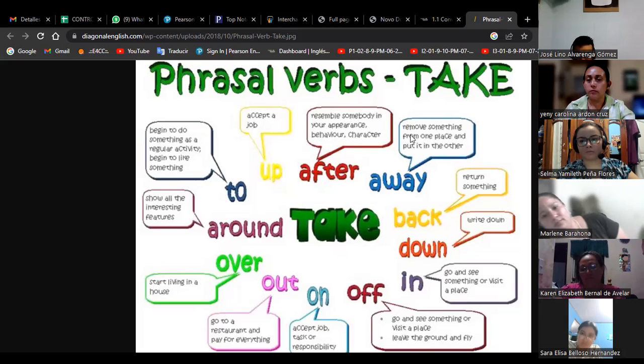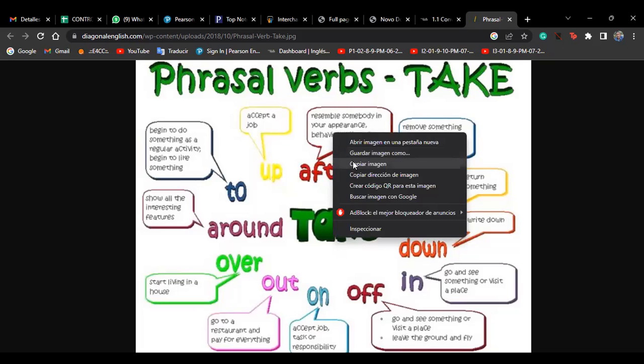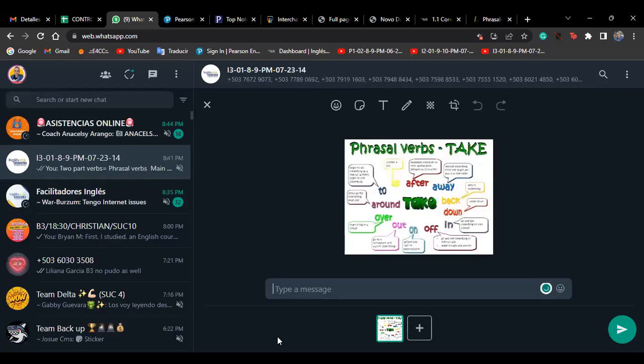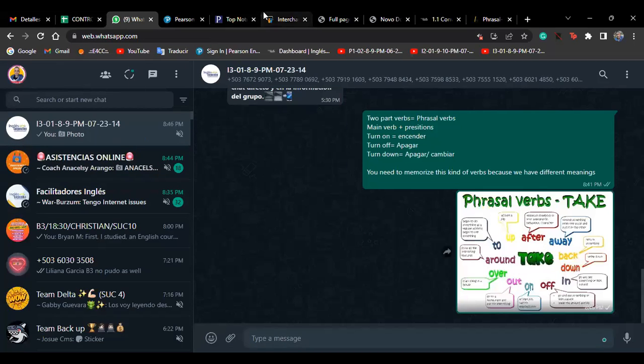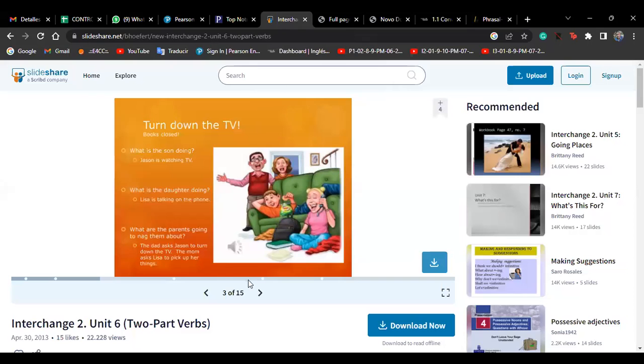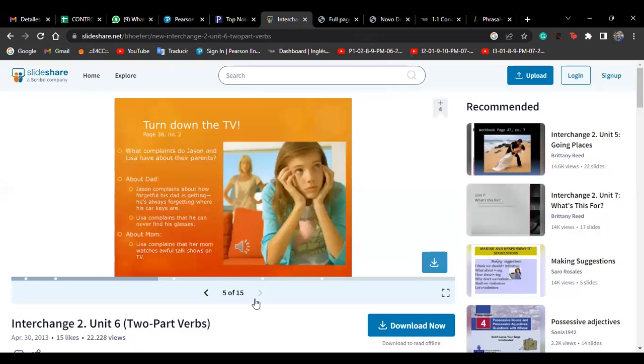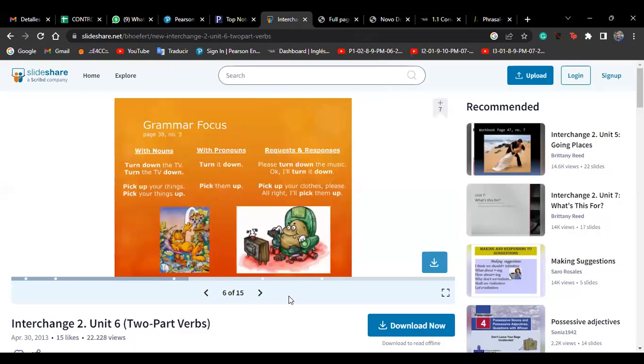Now, let me share with you this picture so you can have an idea what is a phrasal verb or what is a two-part verb. Let me share the picture over here so you can get more ideas. And let me continue with the presentation over here because we have more verbs. Let me see. Okay, over here it is.